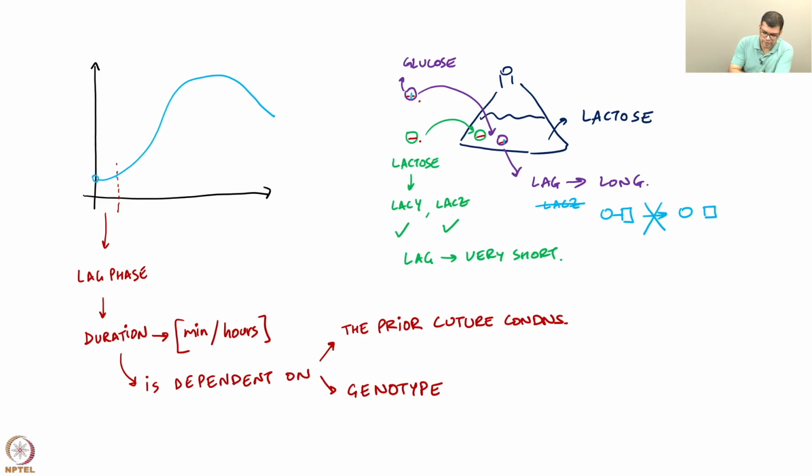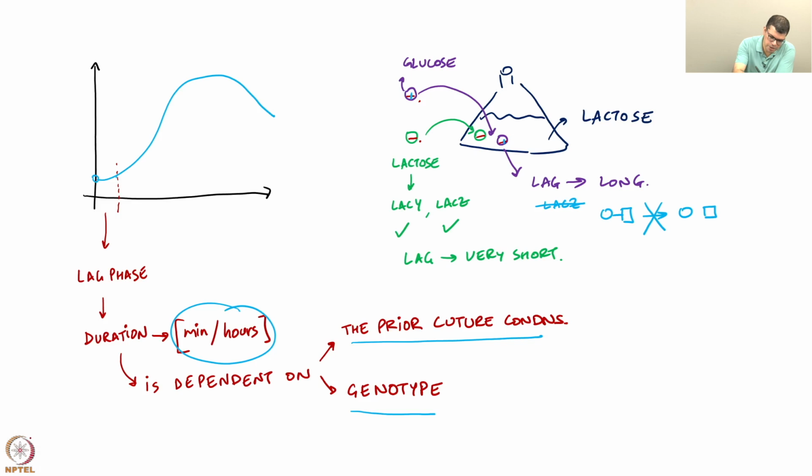So, duration of lag phase is dependent on prior culture condition and the genotype of the organism, and is measured in amount of time it takes an individual genotype to start exhibiting growth. Let us move to the next phase.